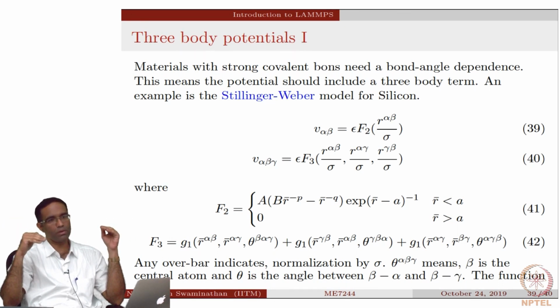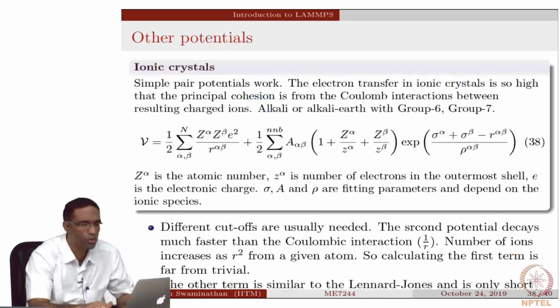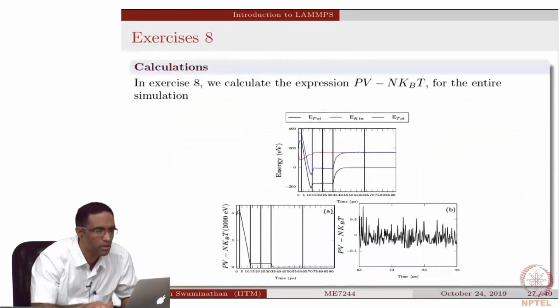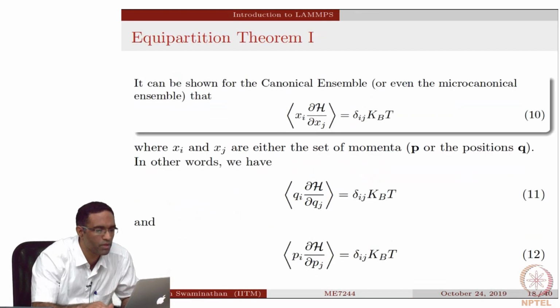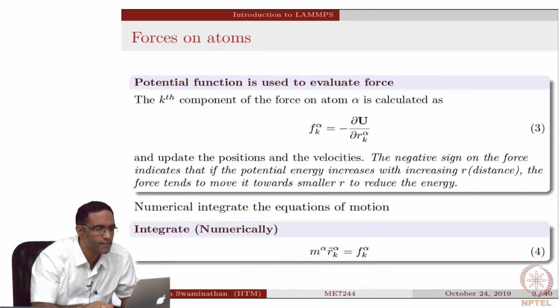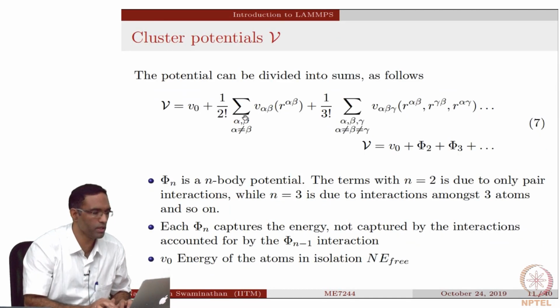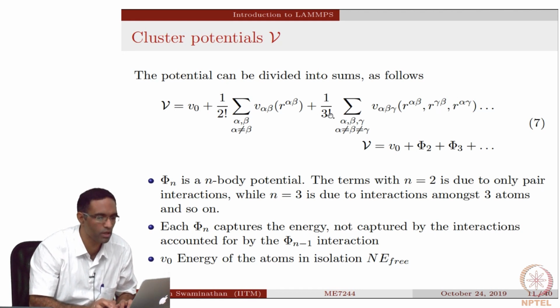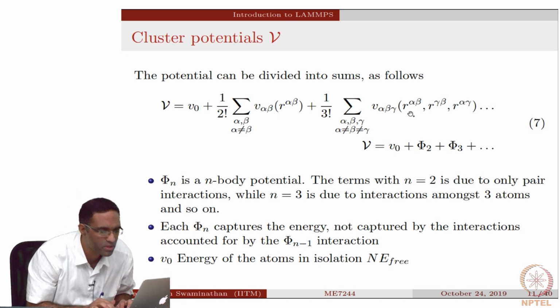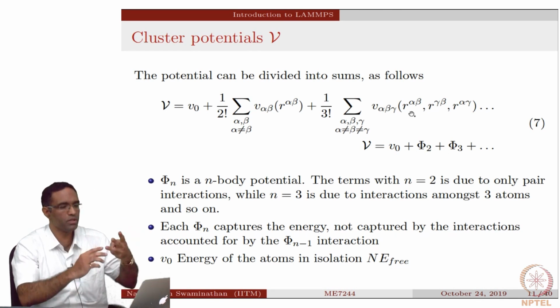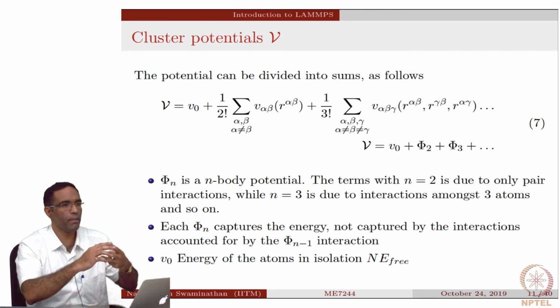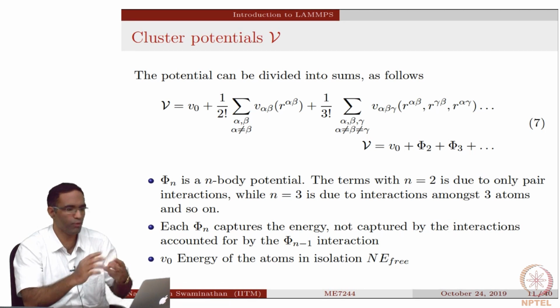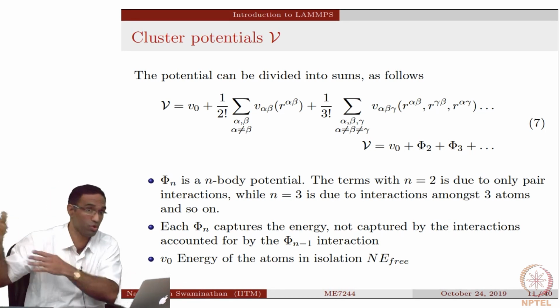Now, when you talk about the next potential, so when I talk about two-body, three-body, I would like to point out this expression that we have seen earlier. This expression that we have seen earlier, this is the reference, and this is the two-body term, this is the three-body term, and so on, right? So the three-body term essentially depends on three atoms, so the distances between alpha beta, beta gamma, and alpha gamma, right? Four-body means even more, right, and so on.